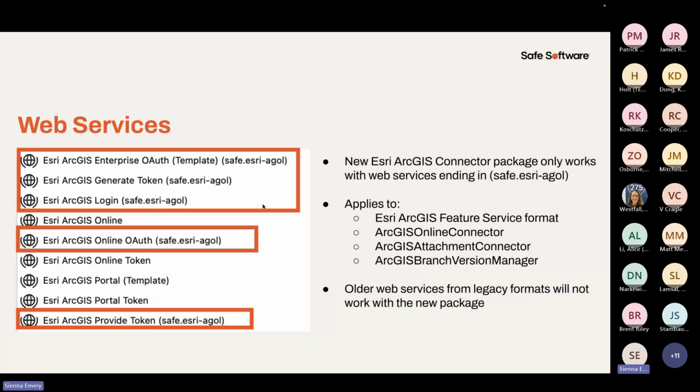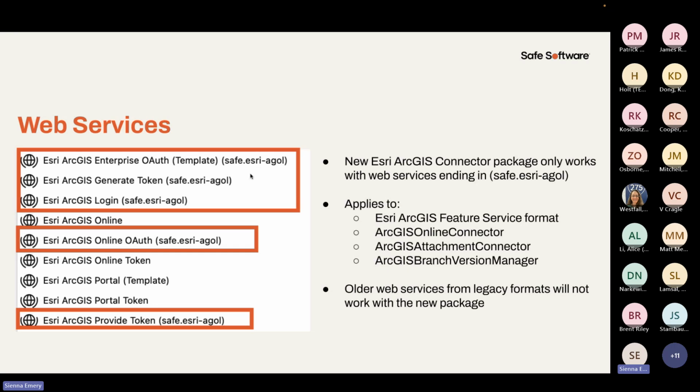If you're using the new ArcGIS connector package, you'll want to use one of these web services if you're connecting to it. You can identify which services to use because they all should end in safe.esri-eagle. Just in general, using FME, if you see a web service that ends with safe dot something, you will know that's from a package or that is a connection from the hub.